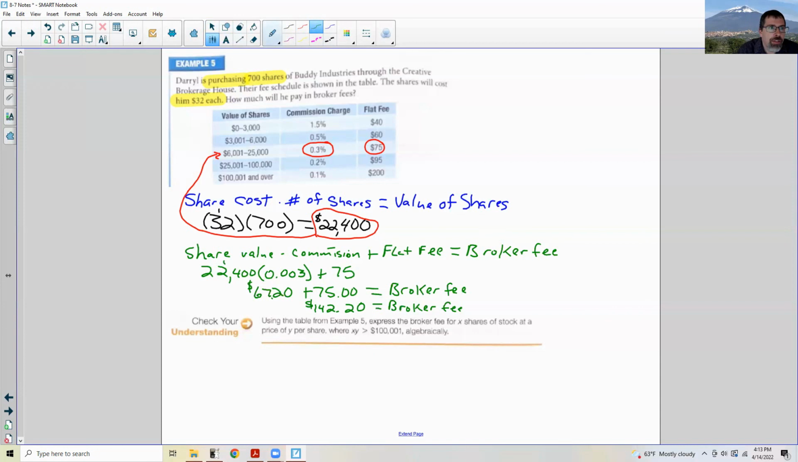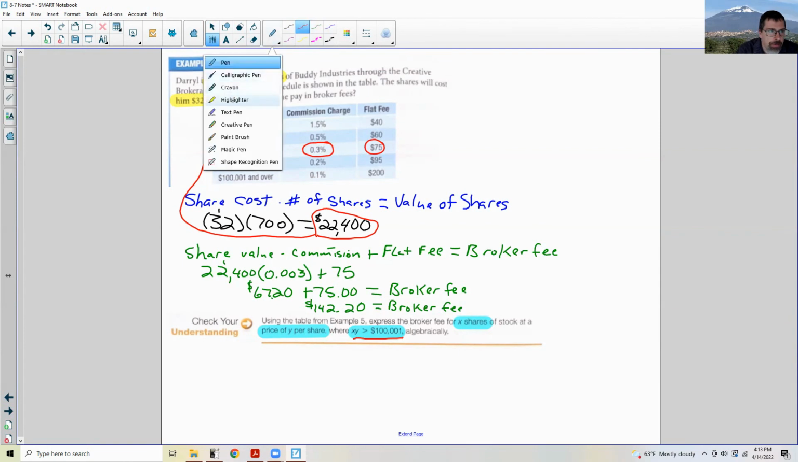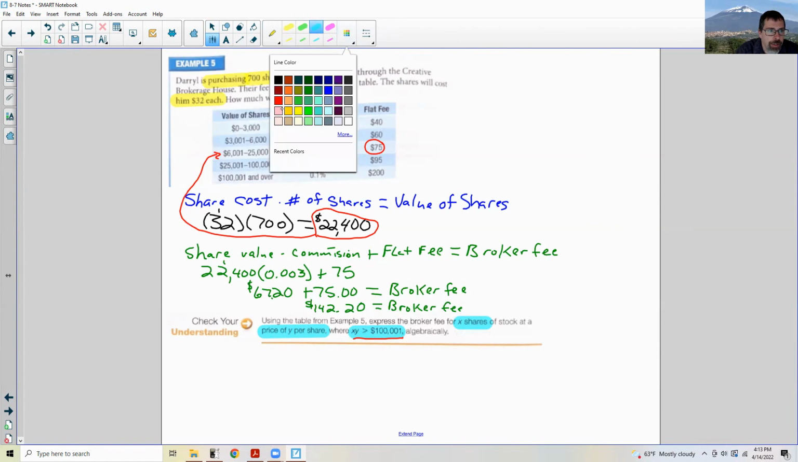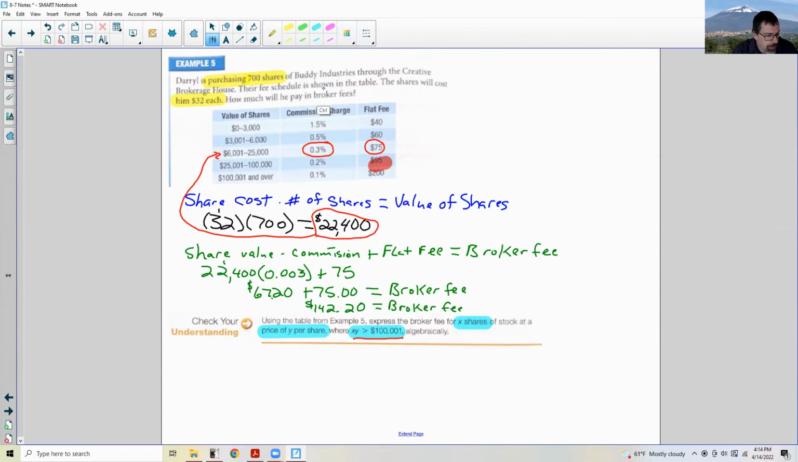All right, so pause the video, see if you can do this, check your understanding. Using the table from example 5, express the broker fee for X shares of stock at a price Y per share, where X times Y is greater than $100,001. So if XY is greater than this, then we are using these values right there, highlighted in red.